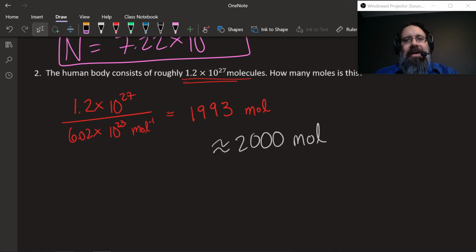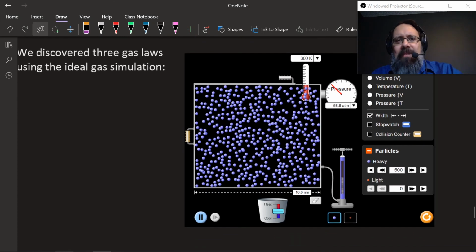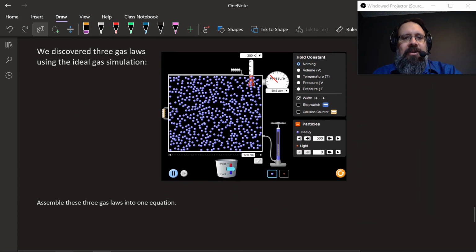So that's the whole idea. What's easier to say, 1.2 times 10 to the 27 molecules, or about 2,000 moles of molecules? It's much easier to say moles, and that's all the mole does. It just lets us take what would have been big numbers and express them as much smaller, simpler numbers.